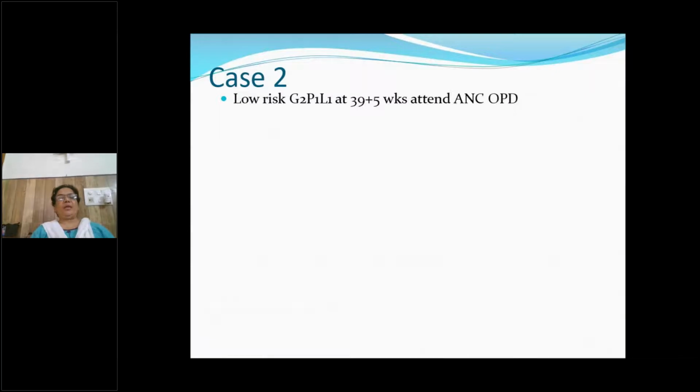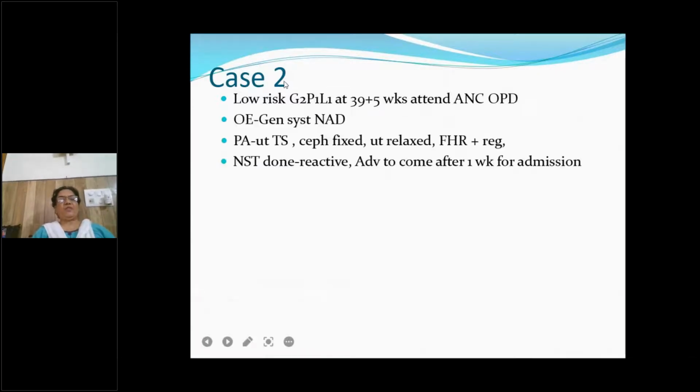Now we come to another case example. This was a low-risk patient, second gravida, para 1, live 1, at almost term, 39-40 weeks, who came to our antenatal OPD. On general examination, everything was fine. Uterus was term size, cephalic, fixed, and relaxed. NST was done, it was reactive. So the doctor on duty thought everything is fine. She's very close to term, she will go into spontaneous labor. Head also is fixed. So she was asked to come after 1 week for admission.